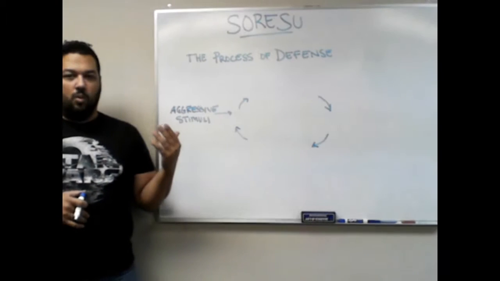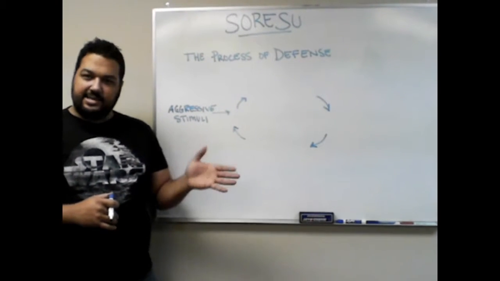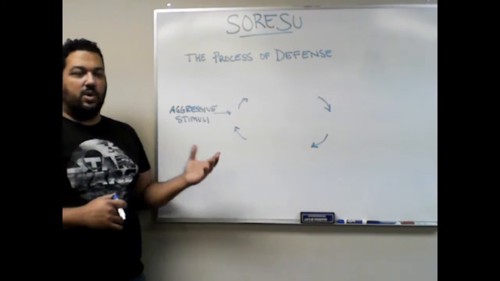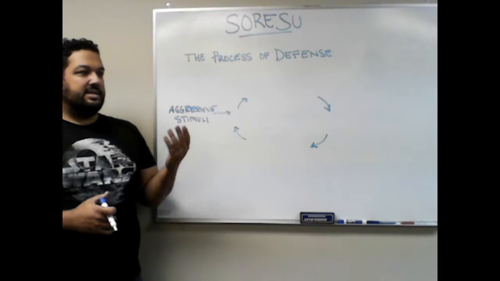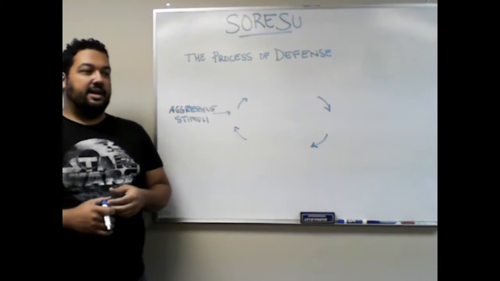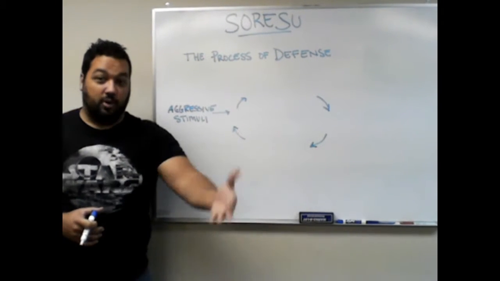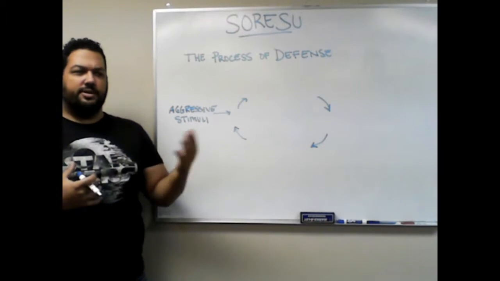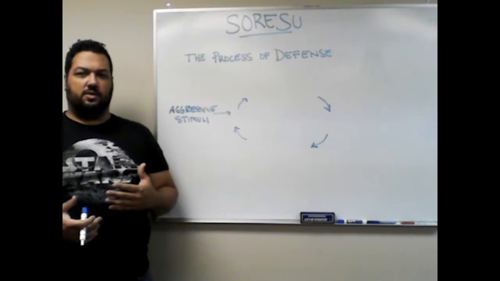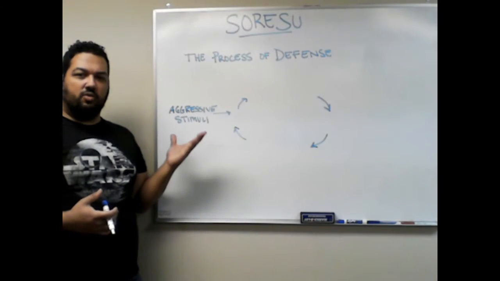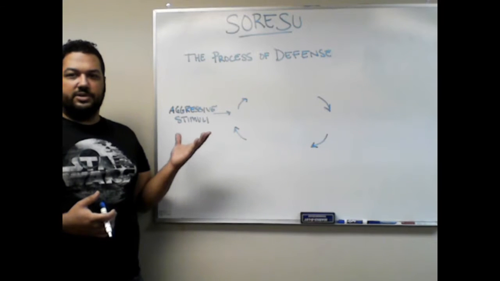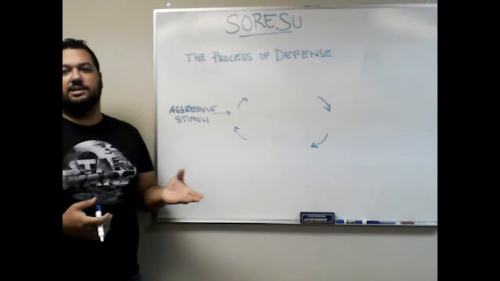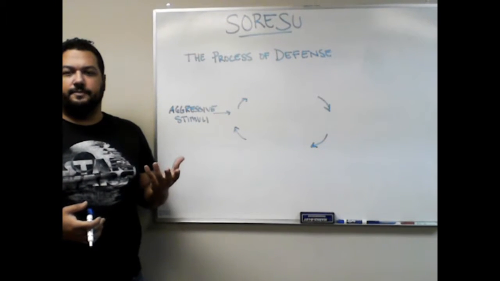So what any process of defense has to start with by definition is some aggressive stimulus, whether it's the opponent attacking, whether it's your boss yelling at you, whether it's a car pulls out in front of you, any time you're defending yourself, whether it's in combat or just in life in general. There's always going to be some aggressive stimulus that kicks off this process in yourself.